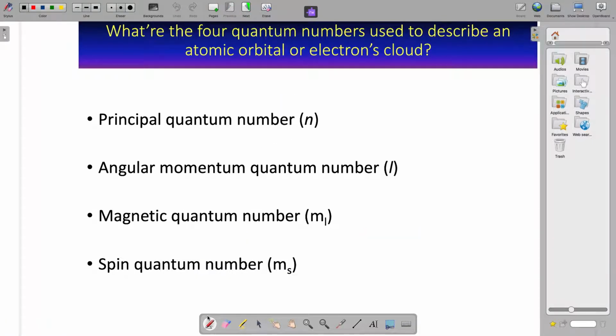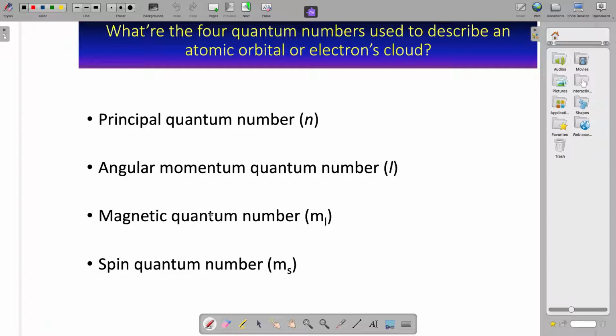In this lesson, we will discuss the four quantum numbers used to describe an atomic orbital or an electron's cloud. The first is called the principal quantum number. It has the symbol lowercase n. The second is called the angular momentum quantum number. It has the symbol lowercase l.